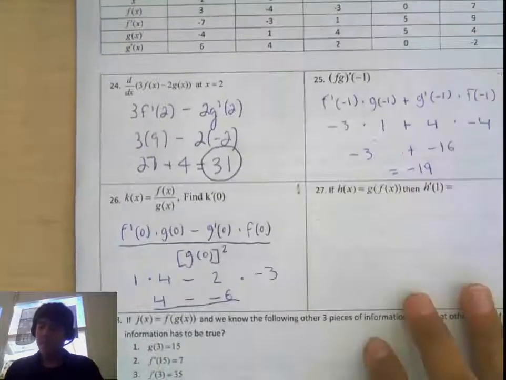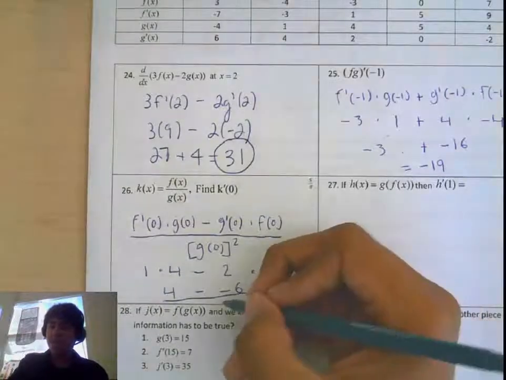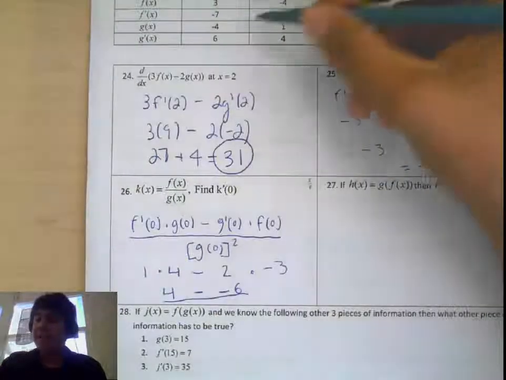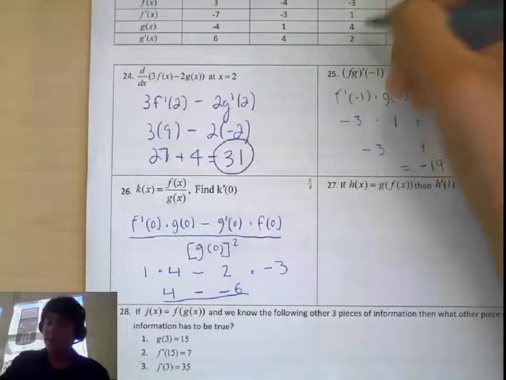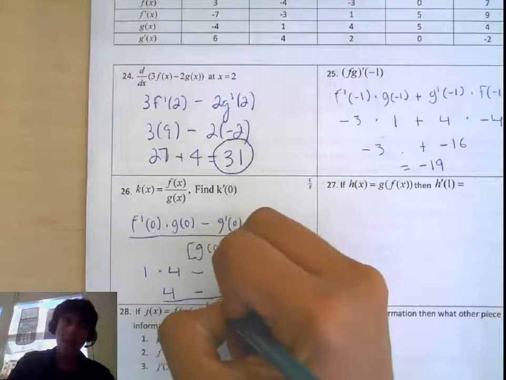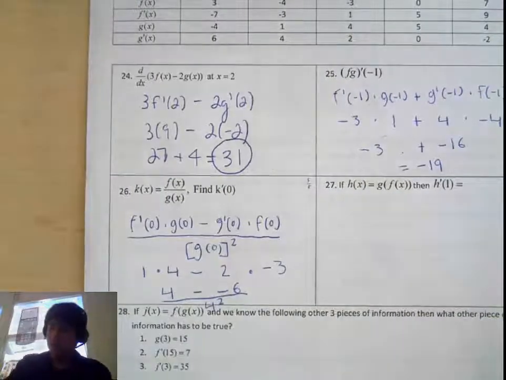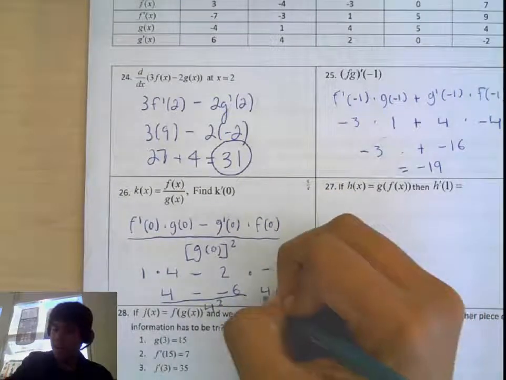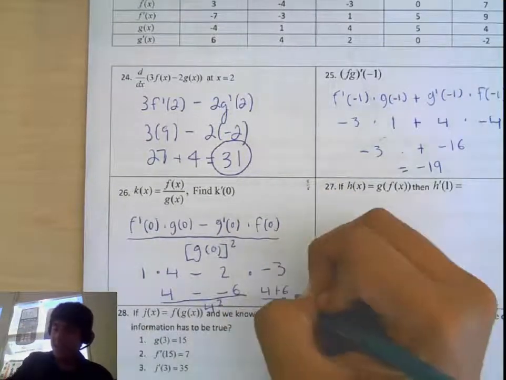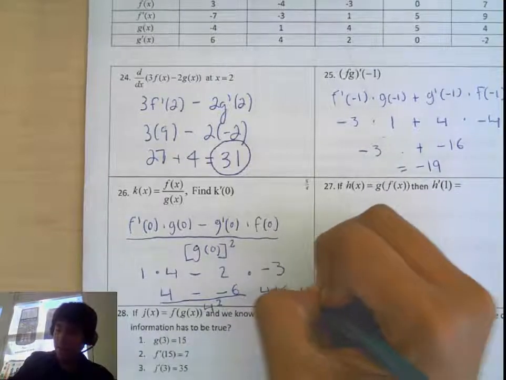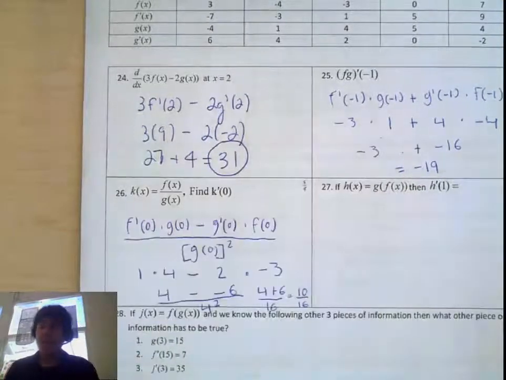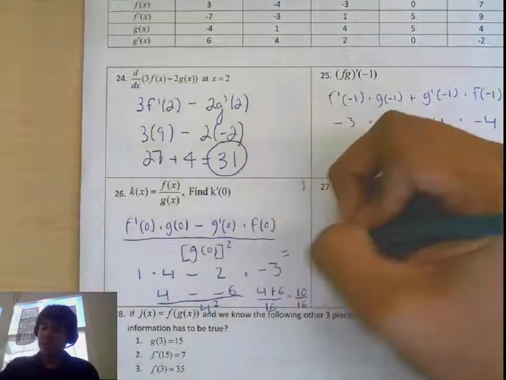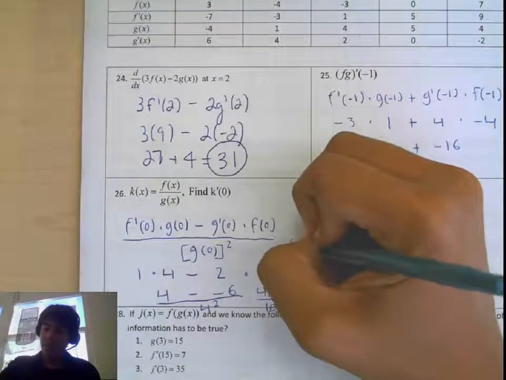So g of 0 squared is going to be 4 squared. So this gives you 4 plus 6 divided by 16, which gives you 10 over 16, which is a total of 5 over 8.